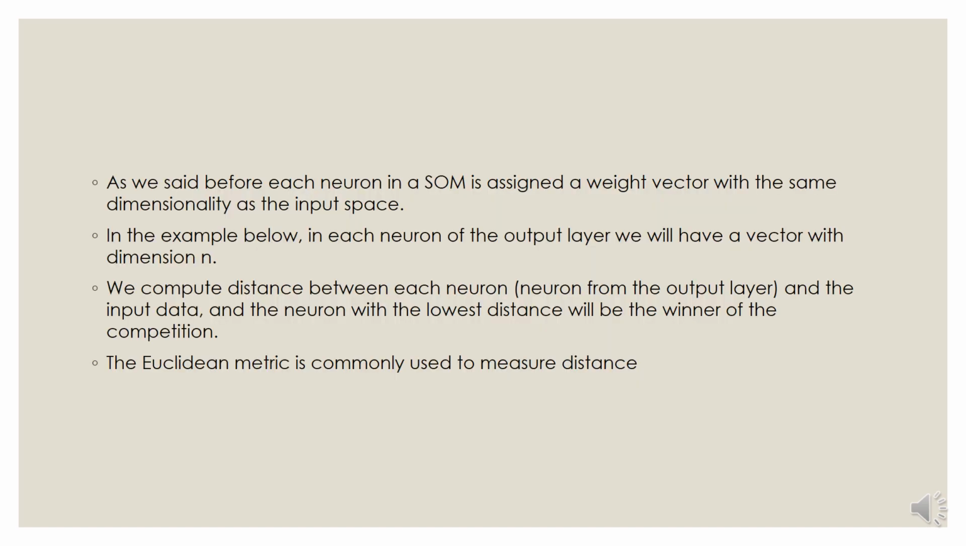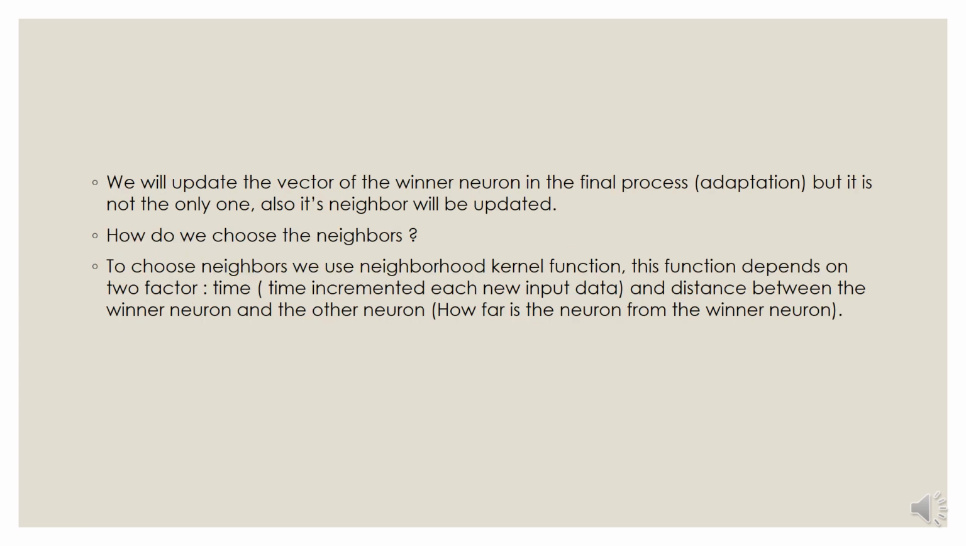As we said before, each neuron in a SOM is assigned a weight vector with the same dimensionality as the input space. So in this example, each neuron of the output layer will have a vector with dimension n. We compute a distance between each neuron and the input data, and the neuron with the lowest distance will be the winner of the competition. The Euclidean metric is normally used to measure the distance between the two vectors. And we will update the vector of the winning neuron in the final process, that is adaptation. But it is not only the winner, its neighbors will be updated too.